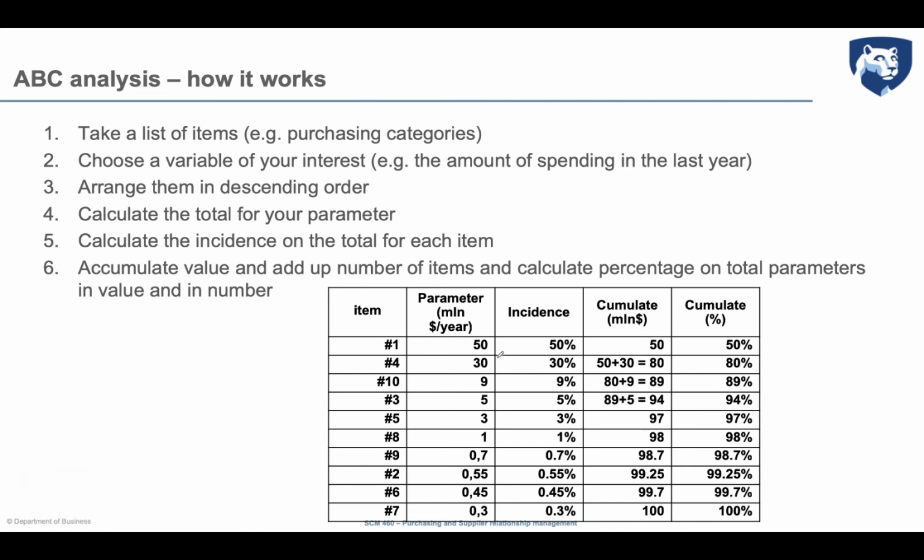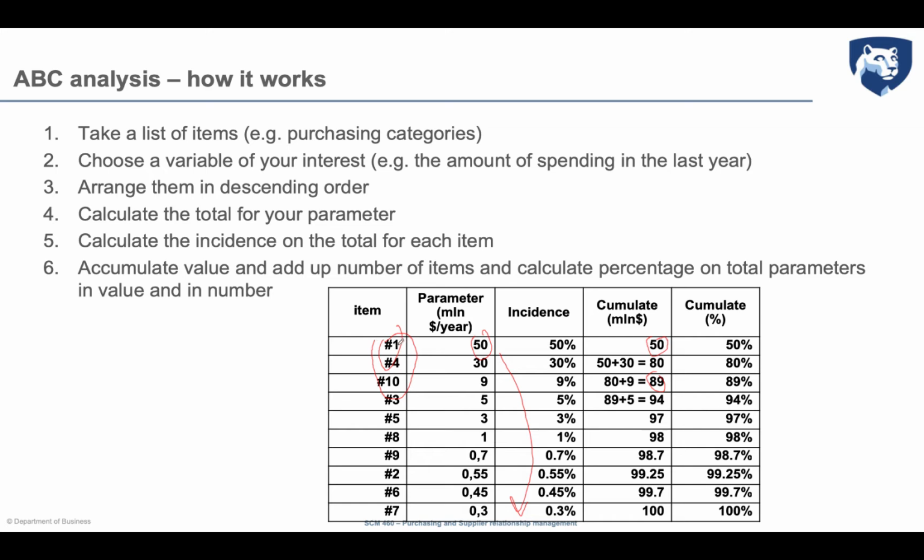So you are not interested in understanding how much each single category rounds to the total value of the variable under analysis, but how much, stepping from the largest to the smallest, they arrive to the final value. So you calculate the cumulative value. Once you consider only category 1, you include only $50 million of spending. If you include category 1 and 2, you have 80 million, 50 plus 30. If you include 1, 4, and 10, you have 80 plus 9, so 89.